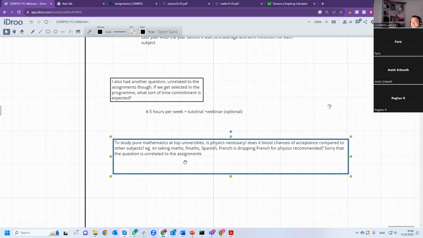But if doing physics means that there is a chance you won't get an A star in further maths, for example, if there is a chance that doing physics will take your focus off maths, then it will probably lower your chance of getting in. But if you're solid with maths and further maths, then you can do it. But I think maths and further maths are more important for you.